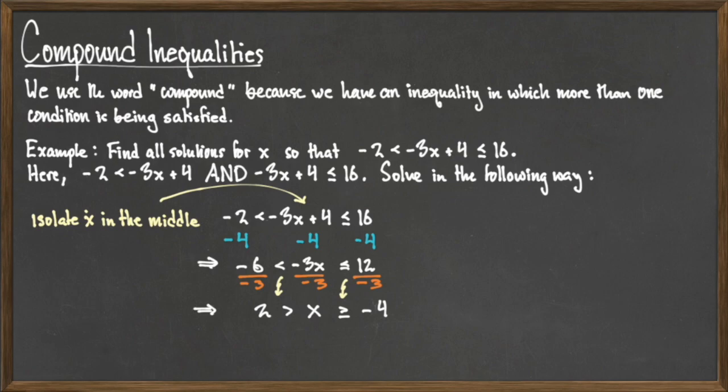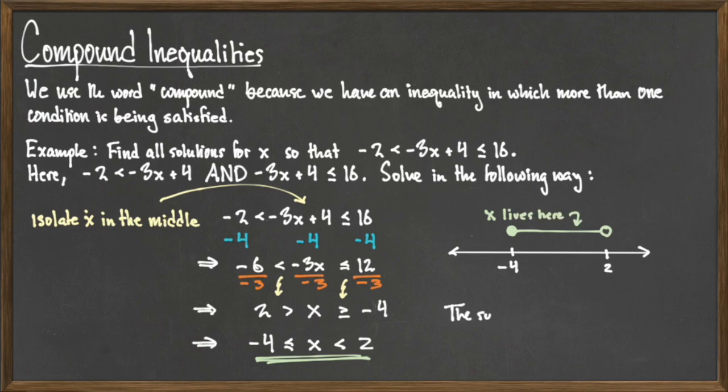Now, to make our solution a little bit more readable, I'm going to mirror this inequality so that my smallest numbers are on the left and my largest numbers are on the right. This is going to give me negative 4 less than or equal to x strictly less than 2. I draw it this way because now I can visualize it a little bit more easily on the number line. I know that x lives between negative 4 and positive 2, so my solution set will be the interval from minus 4 to positive 2, with negative 4 included and 2 not included.